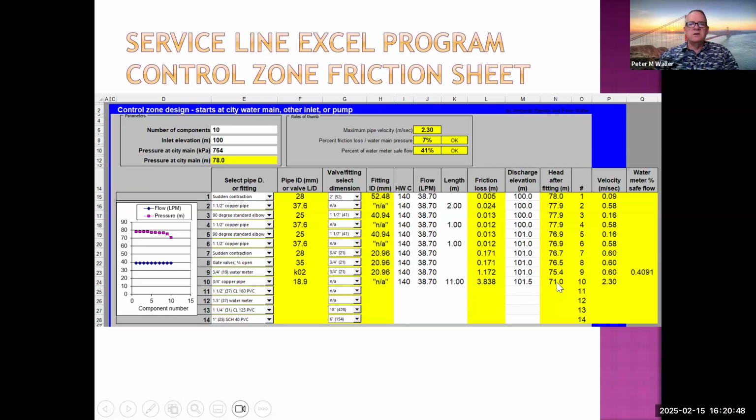So I don't think I'll go through this spreadsheet by activating the Excel spreadsheet because I think I just explained it. But one thing it also has is these rules of thumb. It determines whether the rules of thumb are okay. And then you list the number of components here, 10. So we had 10 components here. Here's the inlet elevation, the pressure at the city main. And then we have the discharge elevation. So that's where that 1.5 meter increase in elevation was. So anyway, it comes up with the 71 meters head.